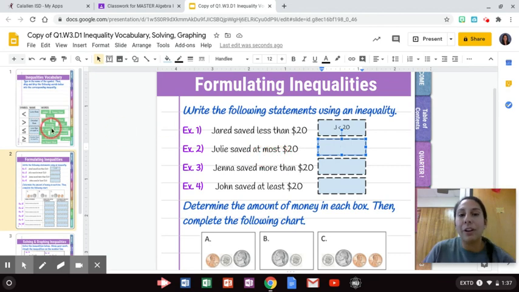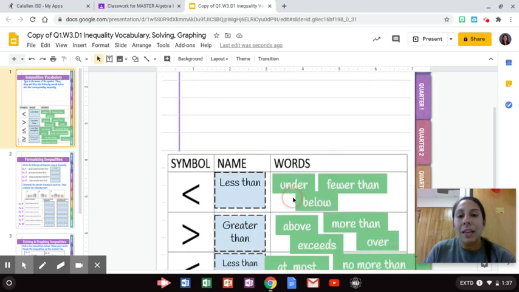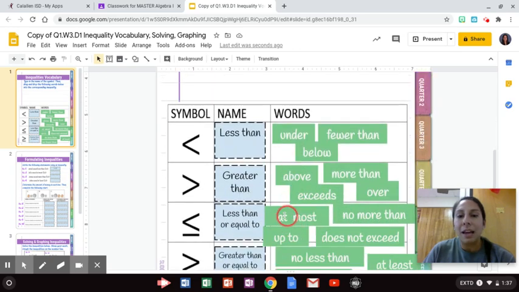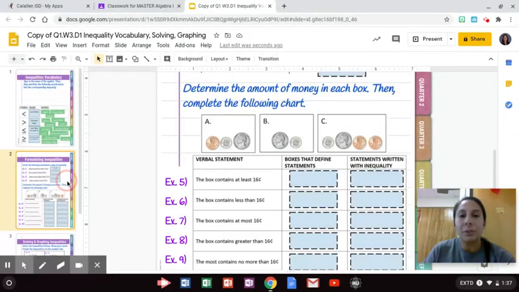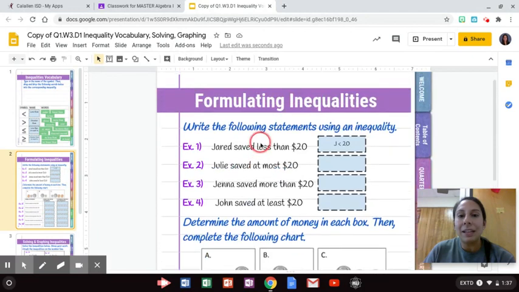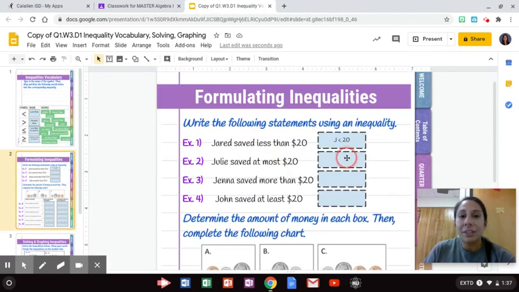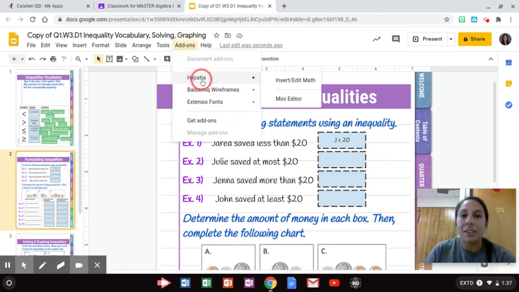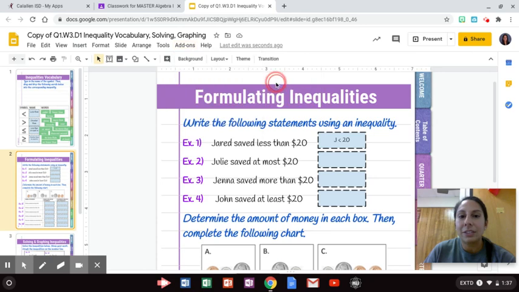If you forgot, you can always go back over here to the page that we did before and look for the word at most. If the most she has is $20, that means that she can't have more than that. So less than or equal to. Now, when I type that in for this problem, since it's less than or equal to, that's not on my keyboard. So we're going to have to go back to add-ons, and we're going to go to the Hypatia and insert or edit your text.